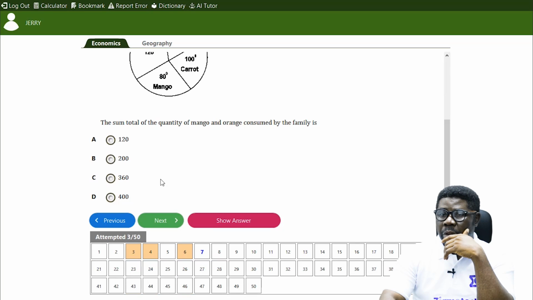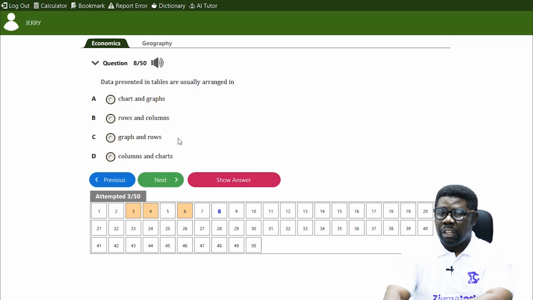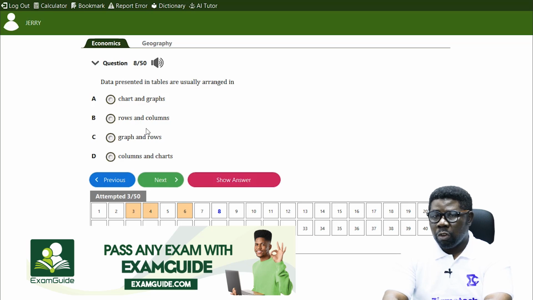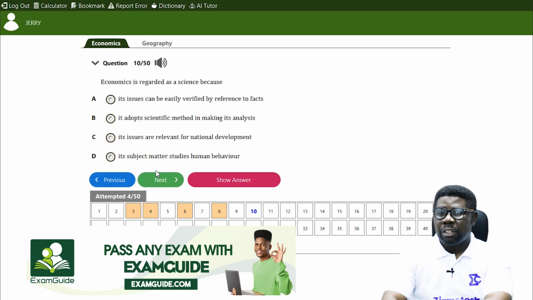Because of time, we will not be able to do this one. We'll check for another number that's easier for us to run. Okay? See, data presented in tables are usually arranged in what? Is it in charts and graphs? Is it in rows and columns? Is it in graphs and rows? Is it in column and charts? Answer is: in rows and columns.